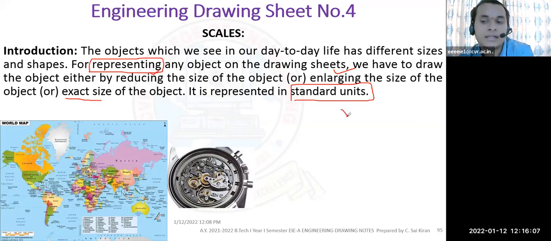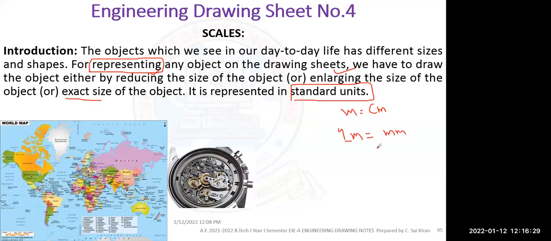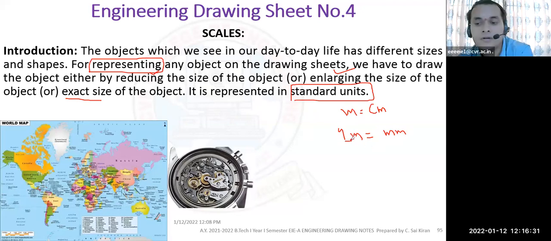If I'm taking meters, meters can be converted into centimeters. If you are converting meters into feet, you have to use another formula. Can anyone tell me 1 meter equal to how many centimeters? Can anyone tell me 1 meter equal to how many mm?